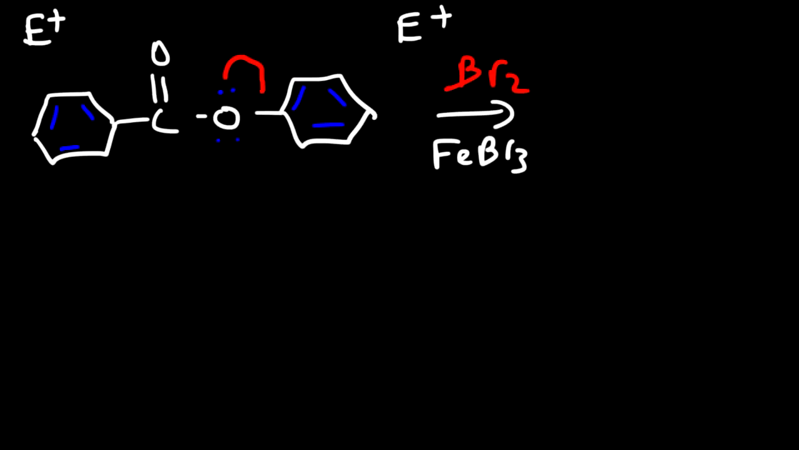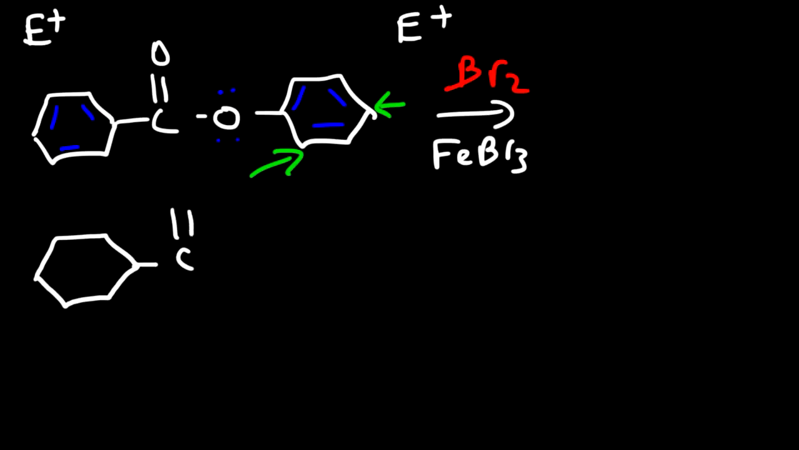So the bromine atom can go in a para position or in the ortho position. Now these two are the same, so I'm going to pick this one. Now, while I'm drawing these two products, I want you to think about which of these two products might be the major product.